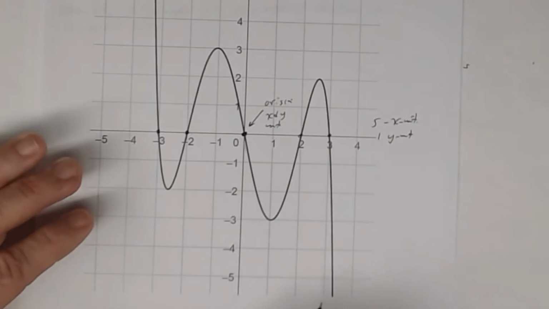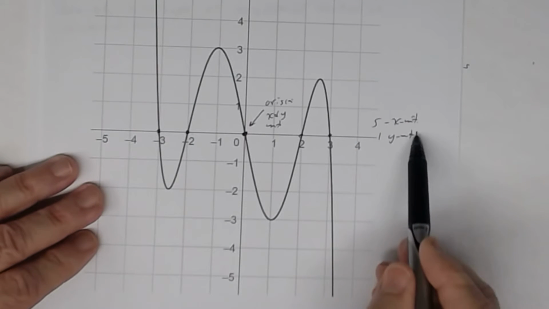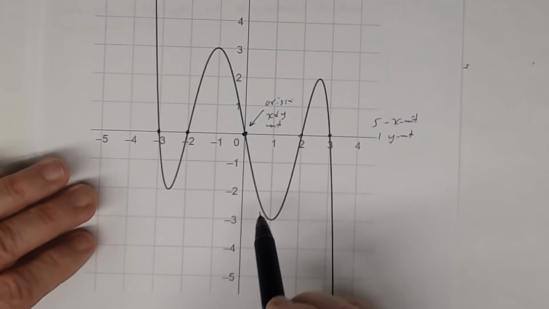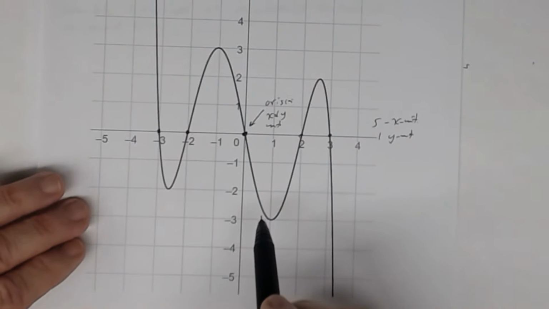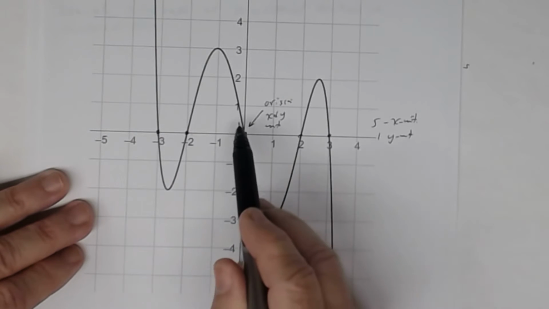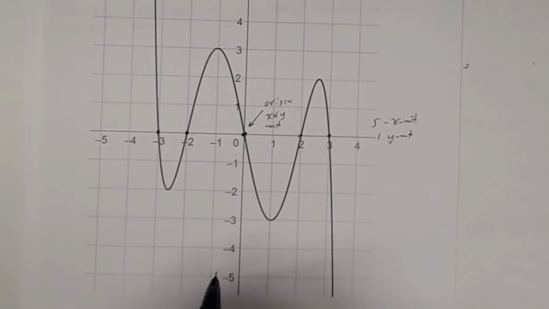Remember, a function cannot have more than one y-intercept. That's why you only see one here. You can't have 2 y-intercepts, then it would no longer be a function. But it can have multiple x-intercepts, and only one y-intercept. So that's what we mean by x and y-intercepts.